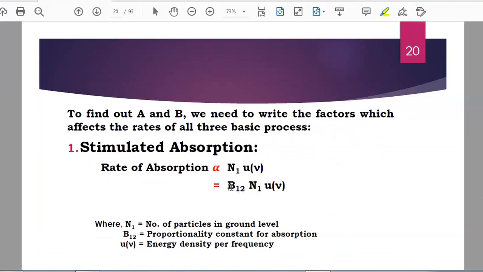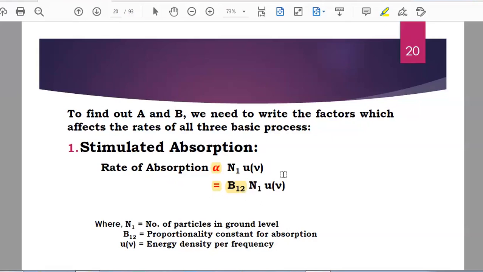Since I told you that whenever you see a stimulated process, you need to consider the coefficient as b, and whenever you see the spontaneous process, you need to consider the coefficient as a. So since it is the stimulated process, once you remove this proportionality sign, the equal sign will be there, and this constant I have used over here, b.